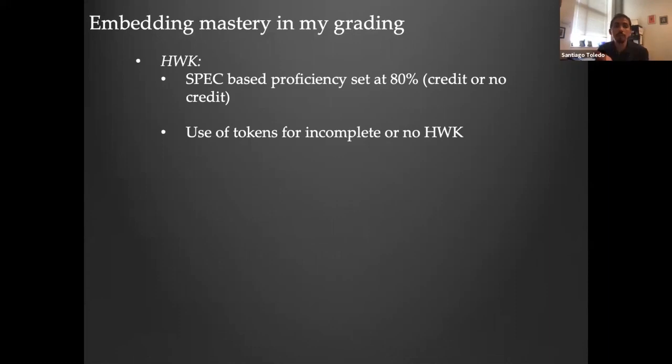So right now, I'm just going to introduce you to the actual structure that I use in my classroom, so that you can see how it's put together. How does it actually look? From a mastery perspective, the homework, for which I use an online homework platform, is set with a specific proficiency number. What I say to students is, if you reach 80% on the homework, you have reached mastery of the homework task, and that means you get full credit for the homework.